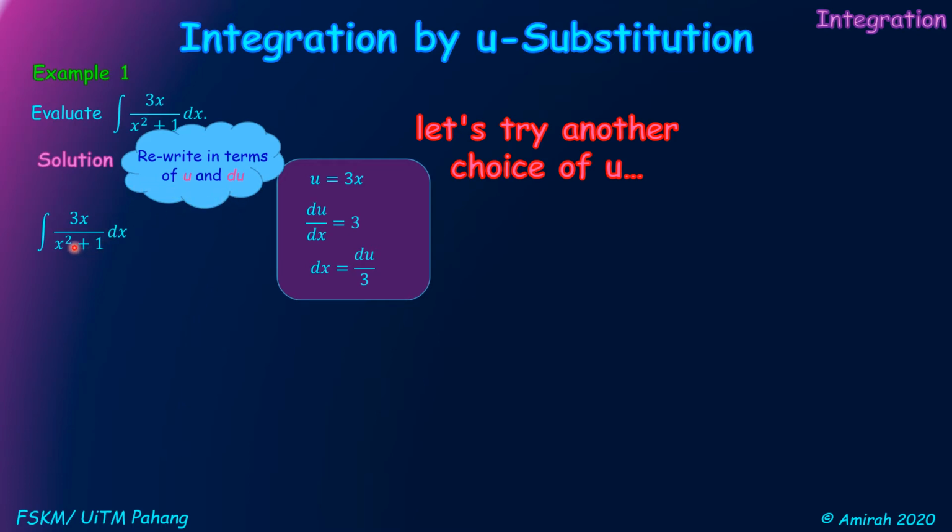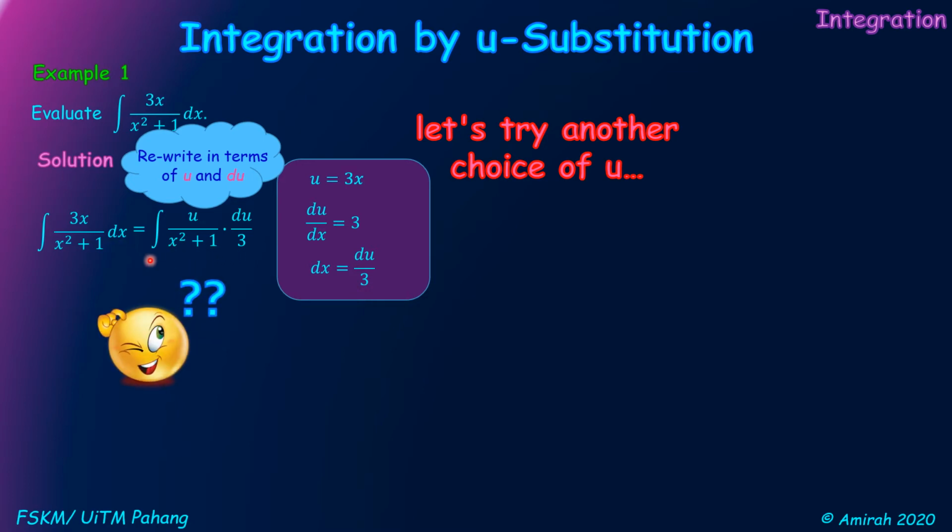The original question is given in terms of x and dx. So now we rewrite the given question in terms of u and du. After we rewrite it, we have 3x equals u here, so we write 3x equals u. And then we still have the denominator x squared plus 1. And then dx equals du over 3, so we substitute here. Okay.